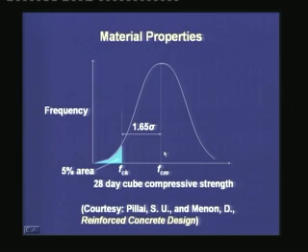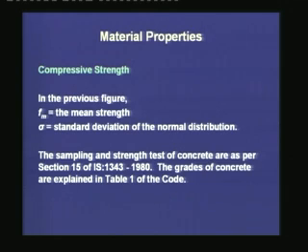The mean of this distribution is called the mean compressive strength, which is denoted as f_cm. The characteristic strength is defined as that value below which only 5% of the tests will fall. This characteristic strength is lower than the mean strength by a value of 1.65 times the standard deviation of this distribution. Instead of going into the details, the code gives us some simple guidelines for sampling and testing concrete. These guidelines are given in section 15 of IS 1343.